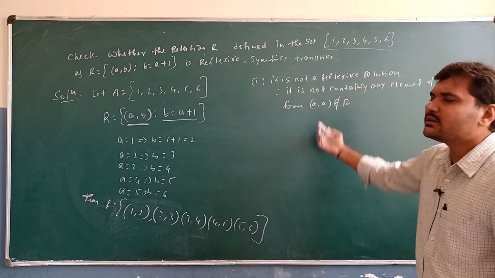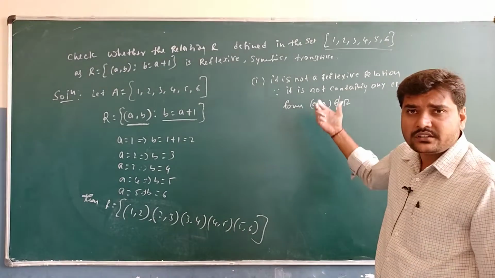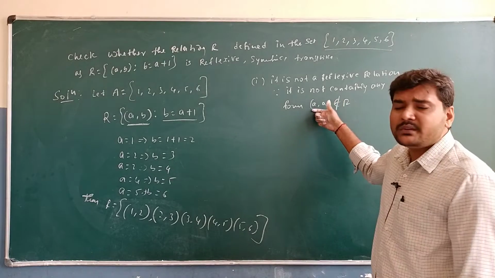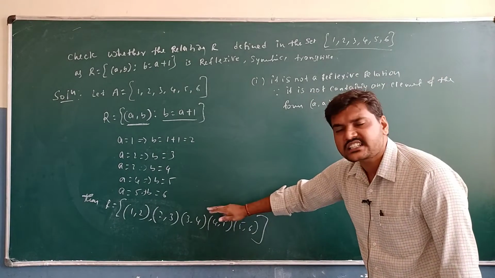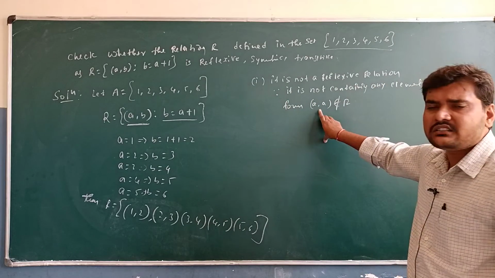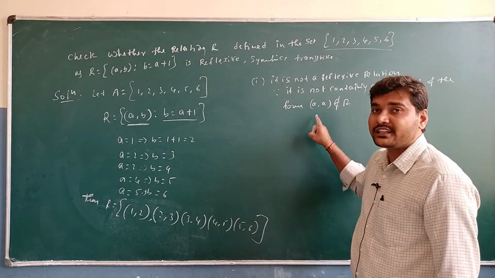For example, you could give 1, 1, 2, 2, or you can also give 4, 4, 5, 5, 6, 6. But any element of the form (a, a) is not present in the given relation R. Therefore we consider that it is not a reflexive relation.